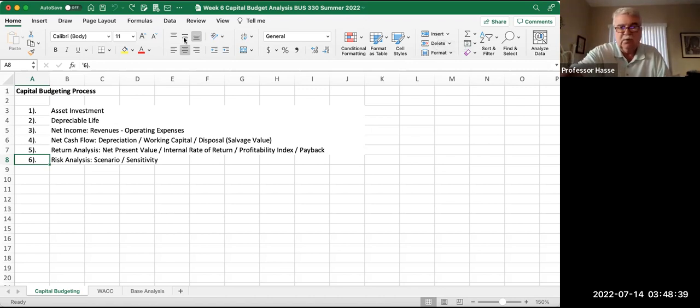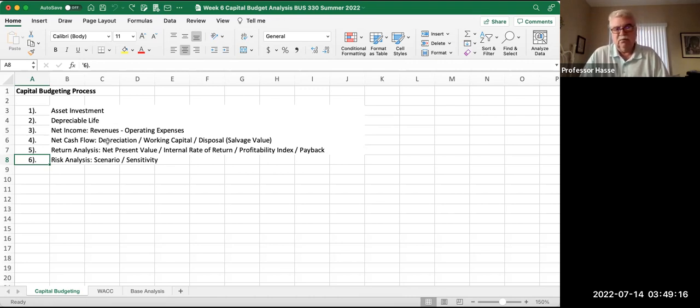So the idea is to determine your asset investment, determine the depreciable life, which will determine the amount of years in the investment and your depreciation. You determine from the variables net income by revenues and operating expenses. Then you determine the net project cash flow by adding back in depreciation, determining working capital, and any salvage value in the asset. In other words, what its value is at the end of its depreciable life. And then you do the analysis of net present value, internal rate of return, profitability index, and payback. We talked about that last week.